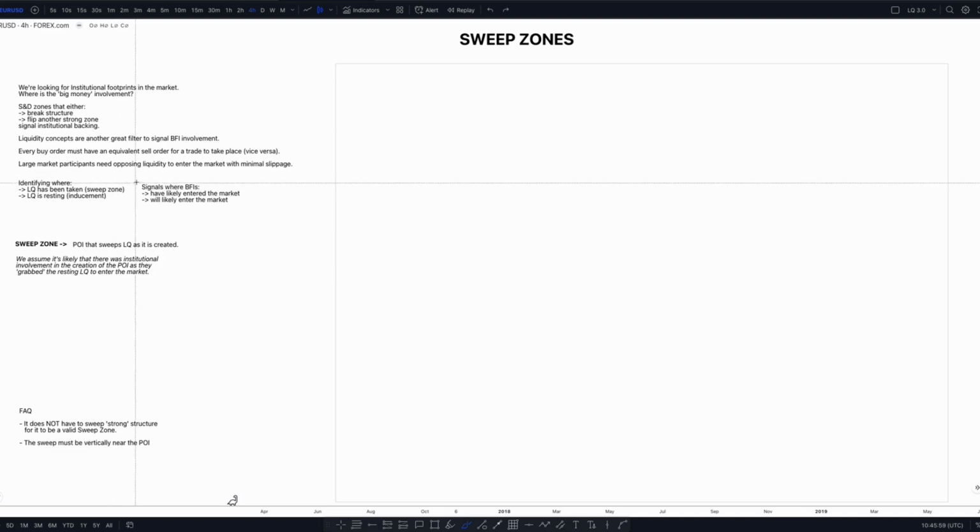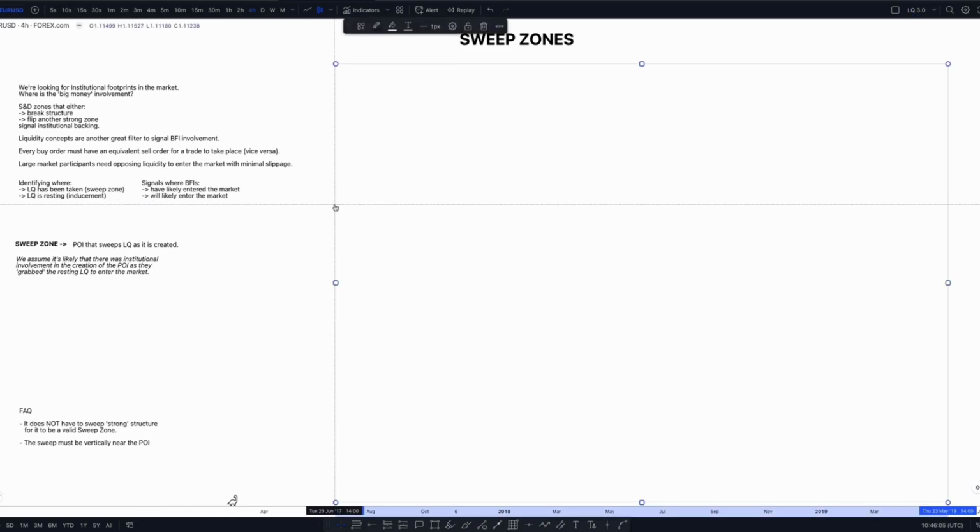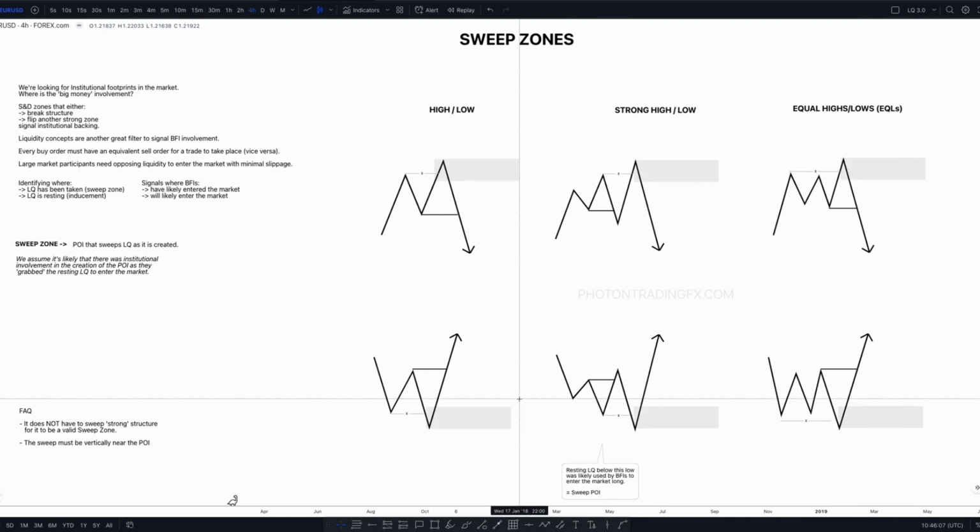So when we say it's been taken in the past, and it leads to the creation of a supply and demand zone, that is what we call a sweep zone, okay? And that signals where big financial institutions have likely entered the market, right? And this is where we kind of get some of these patterns like this, okay?